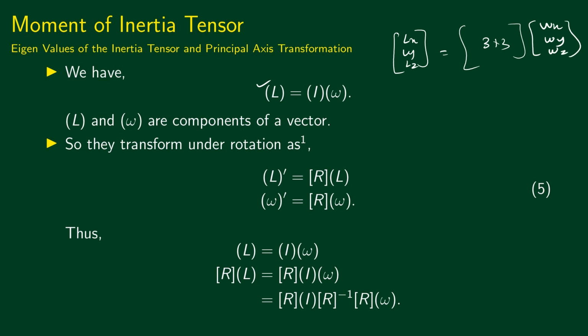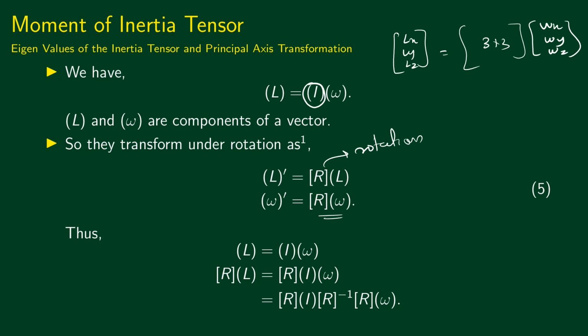Now we already know how the components of a vector change under rotation of the coordinate system. So using that, let's find how the components of this inertia tensor change under rotations. Since L and omega are components of a vector, under a rotation of the coordinate system, they transform according to this equation: L prime is equal to R L, omega prime is equal to R omega. Here R is the rotation matrix. I have used a different notation for this matrix just to avoid confusion.